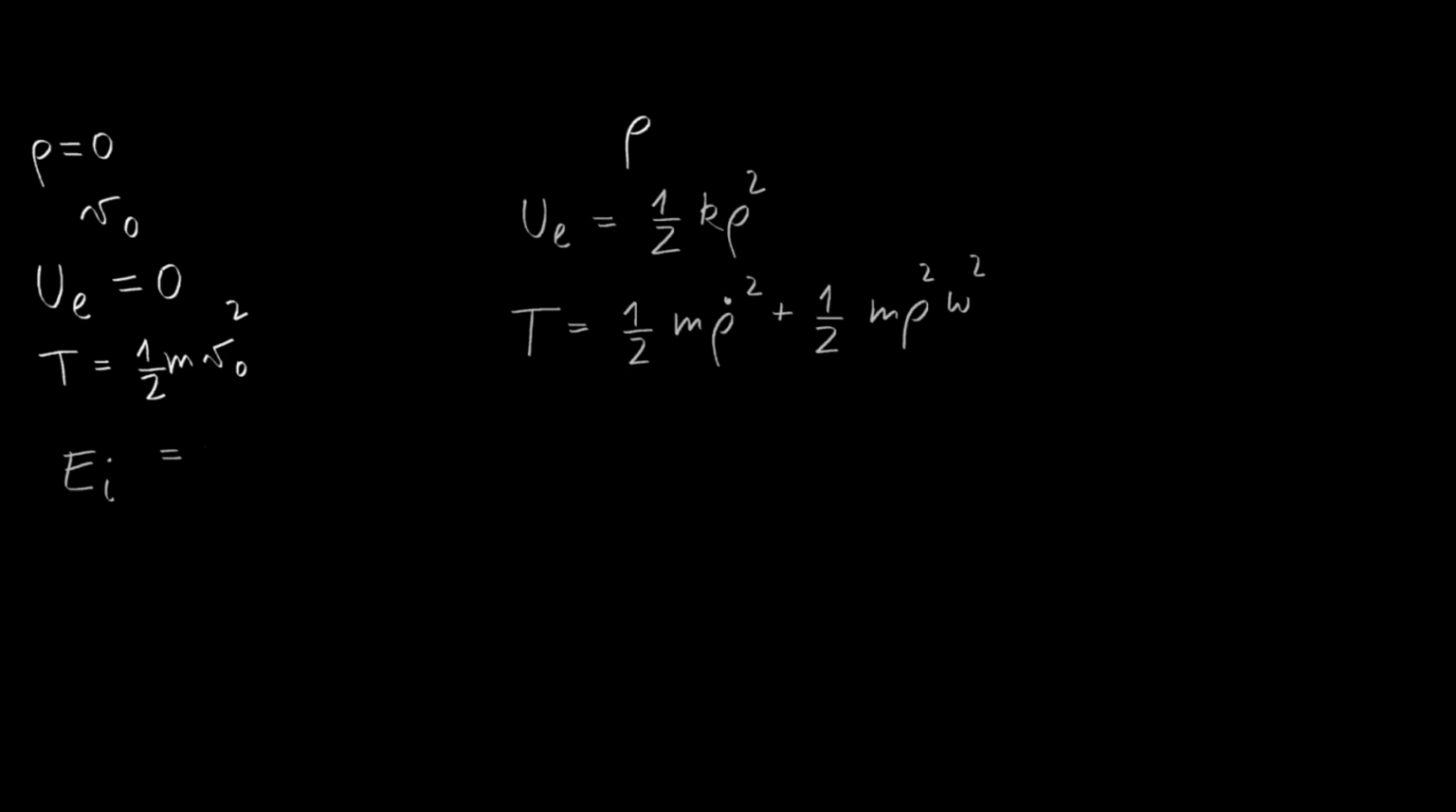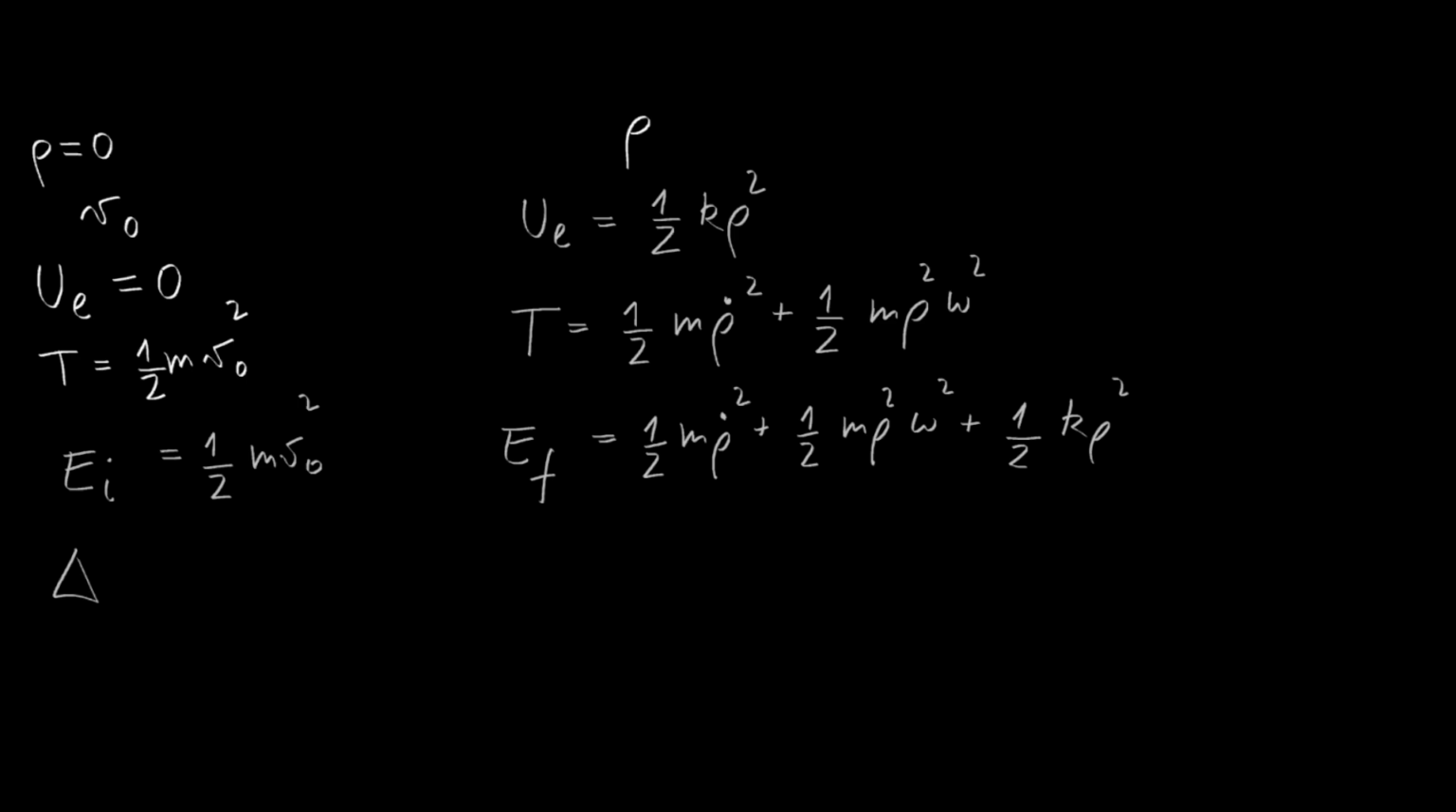In this case, it's simply 1/2 m v0 squared, and the final energy is the sum of the elastic potential stored by the spring and the final kinetic energy, which is 1/2 m rho dot squared plus 1/2 m rho squared omega squared, plus 1/2 k rho squared. And the variation of mechanical energy, equal to the final minus the initial, will lead us to the following result.